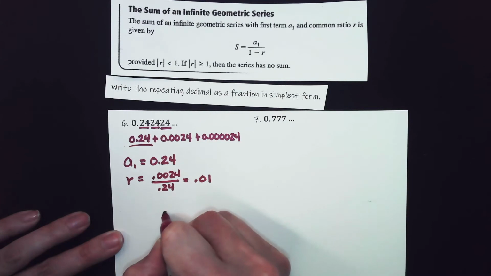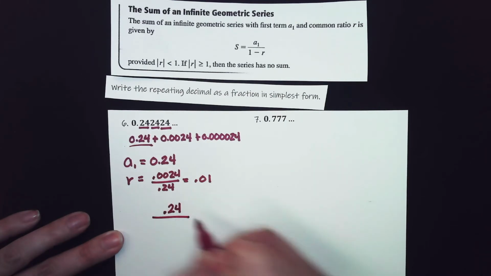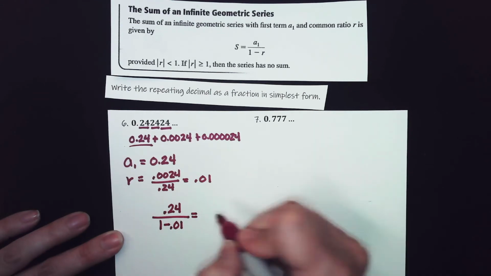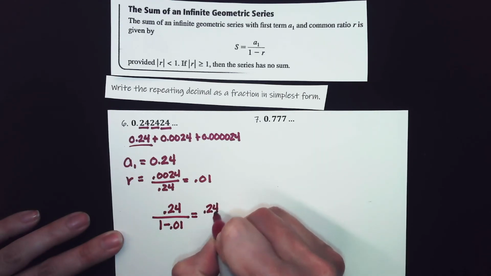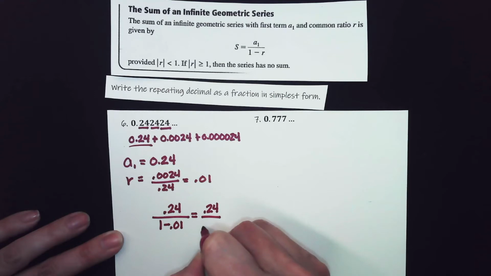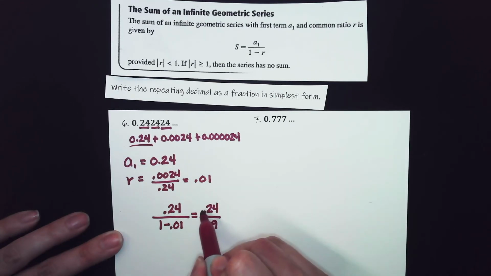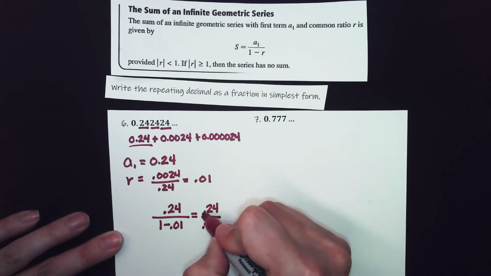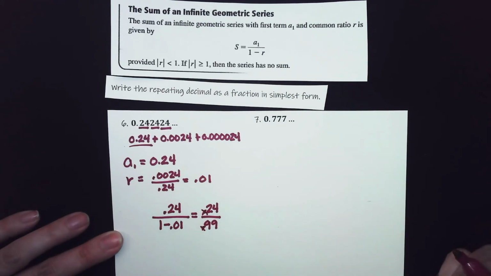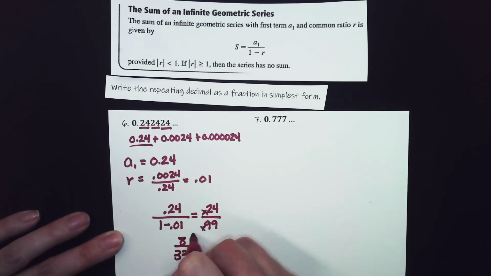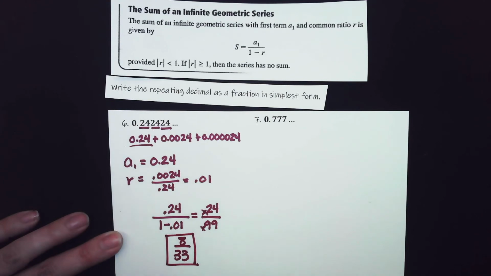So I get 0.24 over 1 minus 0.01. And that simplifies to 0.24 over 0.99. You just kind of take those decimals away, multiply everything times 100. Okay, decimals are gone. 3 goes into both of these, so it'd be 8 over 33. And there would be my fraction.